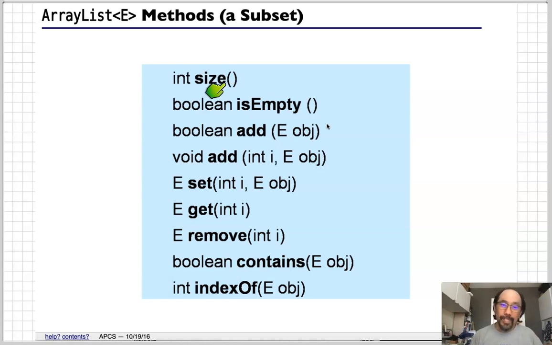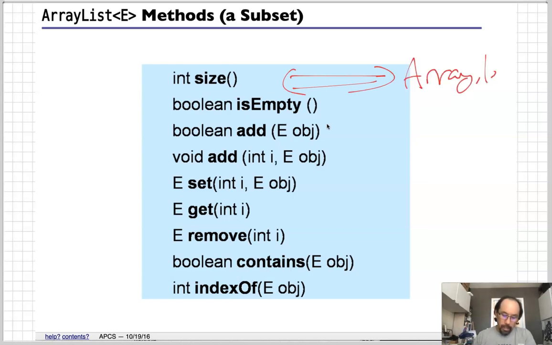Here are some methods, just a subset. These are the ones probably that you will find useful. Size returns the size of your current array list. Again, it's not the capacity, but it's the size. It indicates how many valid elements are in the array list. This is analogous to the array.length. Remember with arrays, this dot length is a field. In ArrayList, there is no .length, but instead there's a method called size that returns an integer. But they're the same kind of concept.